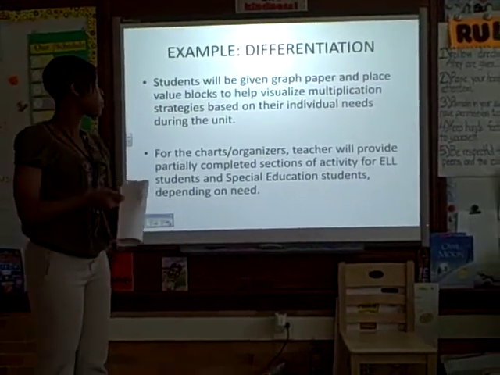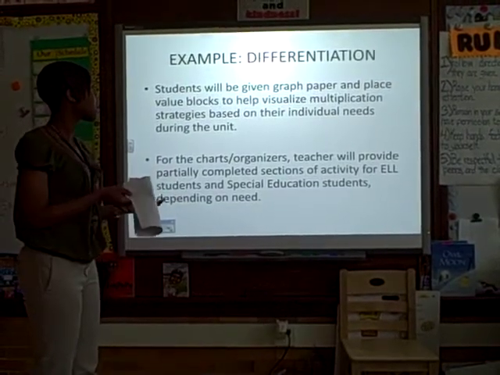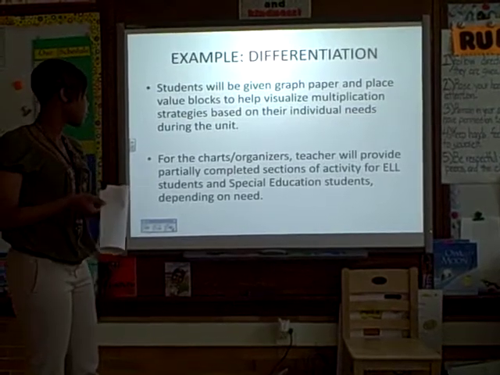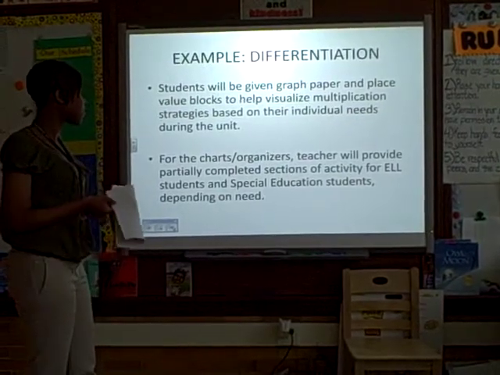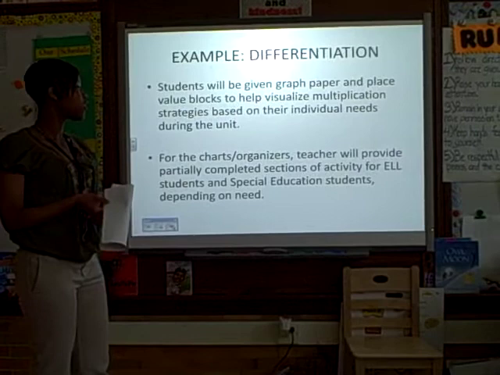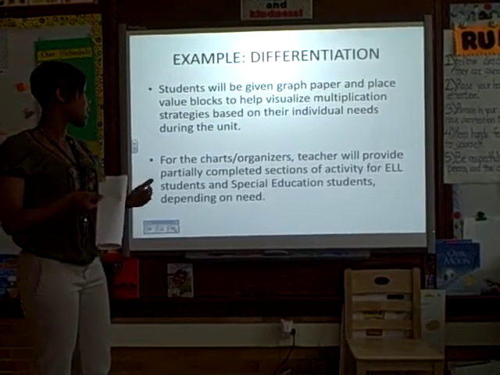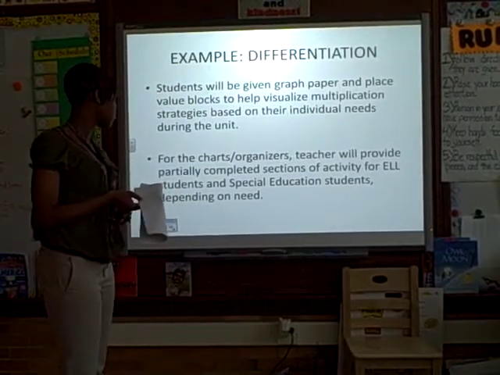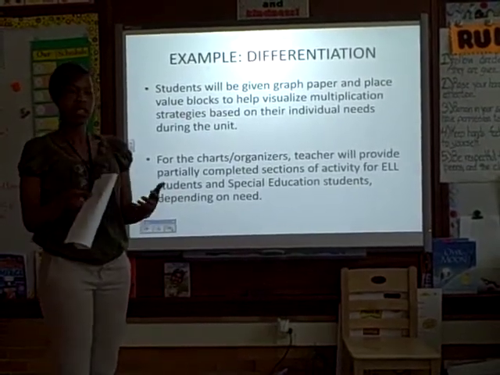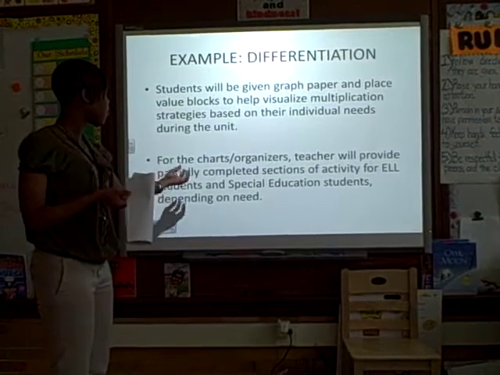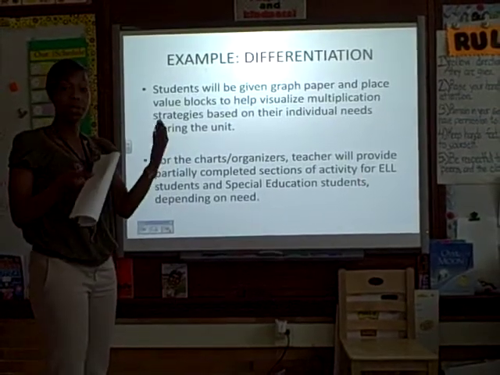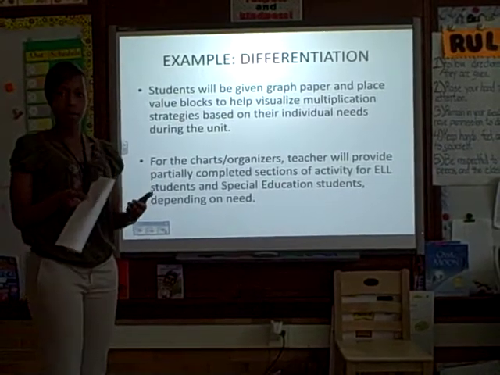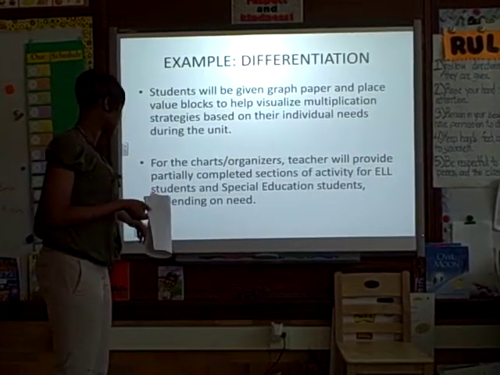That teacher is touching upon students who are visual learners as well as students who need to use manipulatives to understand place value. Another example, for the charts or organizers, the teacher will provide partially completed sections of the activity for ELL students and special education students depending on the need. So this teacher is providing graphic organizers and charts and completing part of it for students who might be English language learners and also to accommodate special education students.